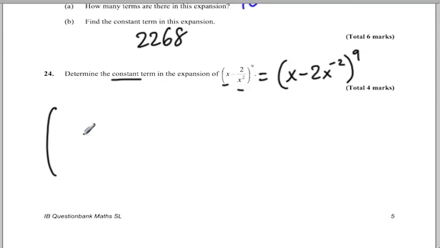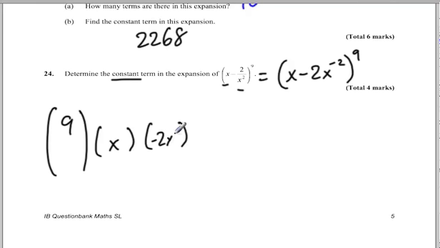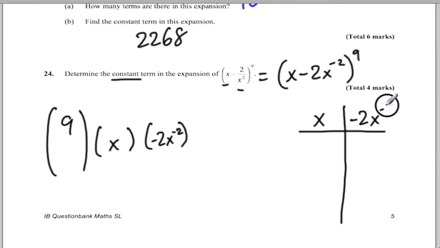This is going to be just like always. We have 3 terms here. This is going to be 9 because that's the power of 9. This is going to be x. And this is going to be negative 2x to the negative 2. Okay, so we need to find different powers such that it ends up getting our constant term. So what we're going to do is we're going to write our little table. So this is x, and this is negative 2x to the negative 2.